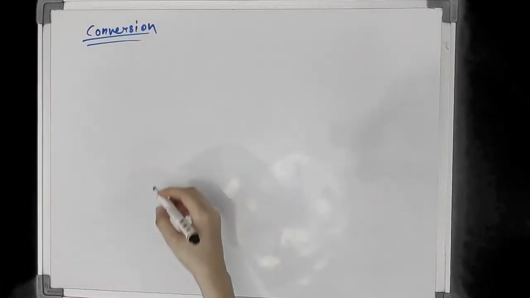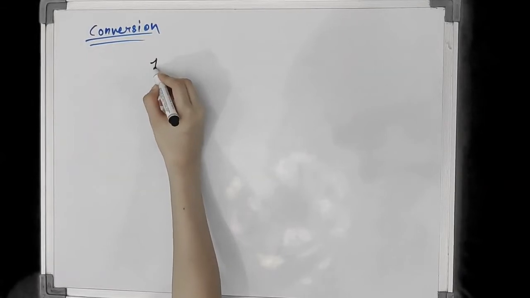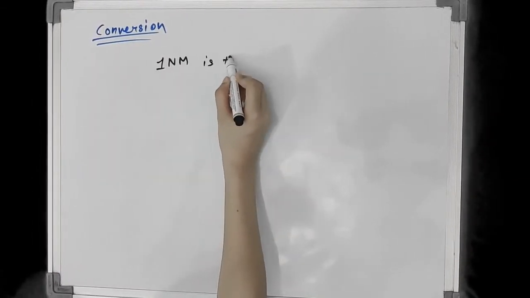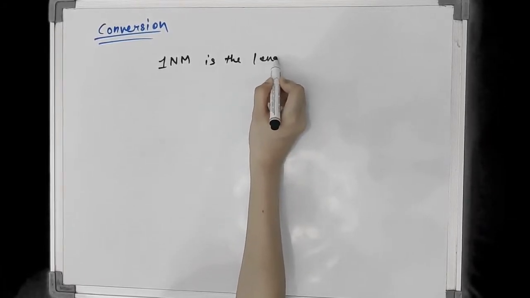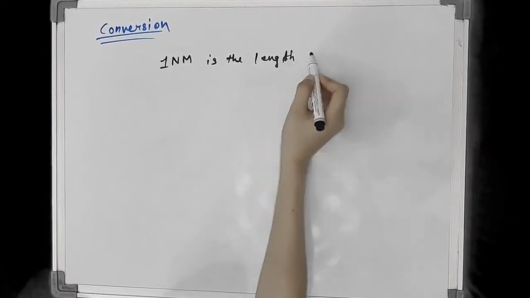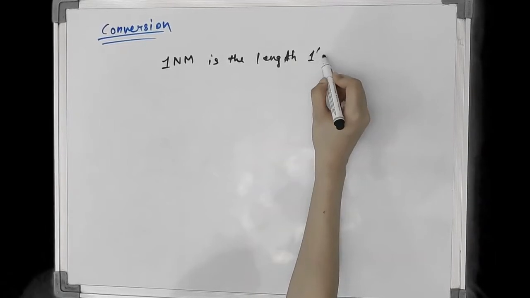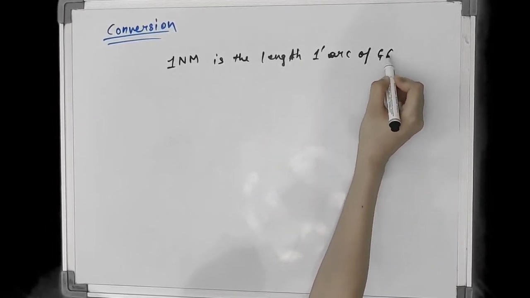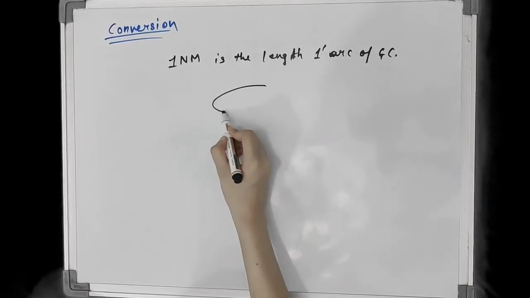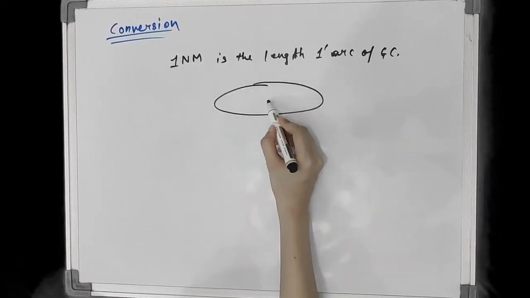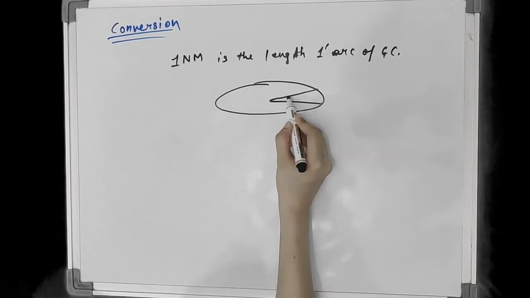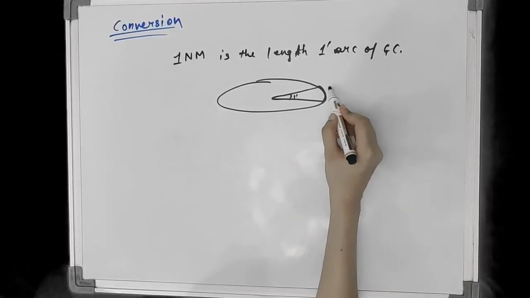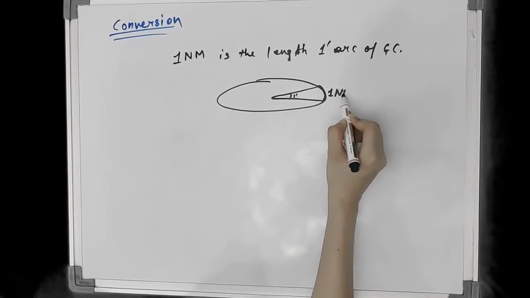Now, let us learn how to convert latitude and longitude into distance. For that, we need to understand what is 1 nautical mile. 1 nautical mile is the length of 1 minute arc of great circle. So, if this is a great circle, the 1 minute arc, this distance would be called 1 nautical mile.